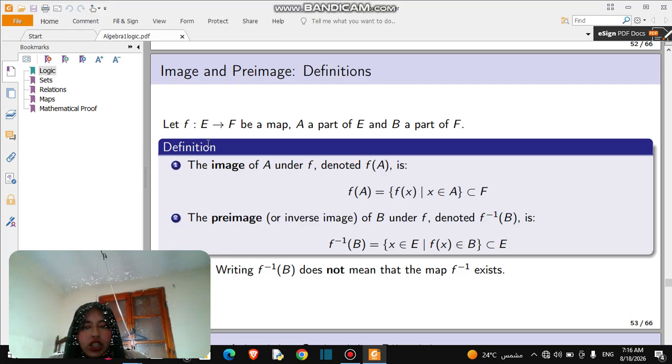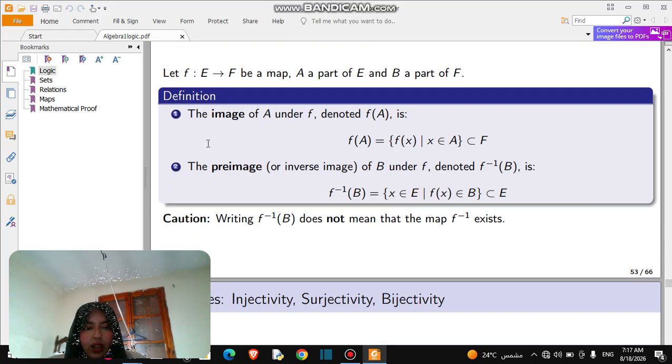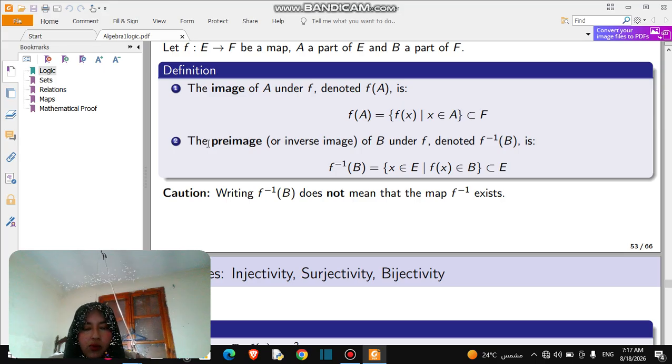The pre-image, or the inverse image of B under f, we denote it by f^-1 of B, and it equals all the x's in E where f of x is in B, and it is included in E. Caution: when we write f^-1 of B, it doesn't mean that the map f^-1 exists.